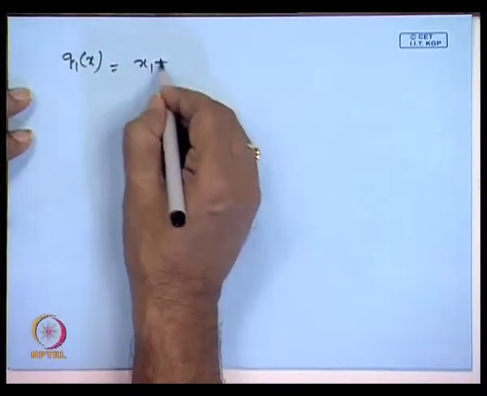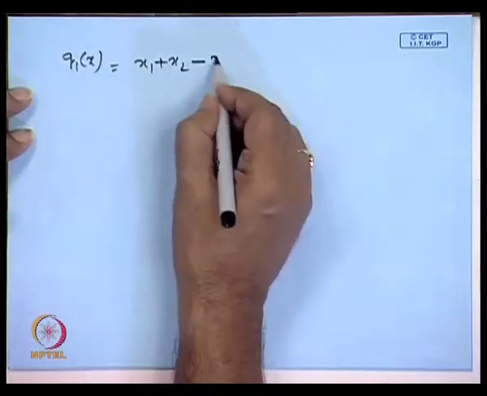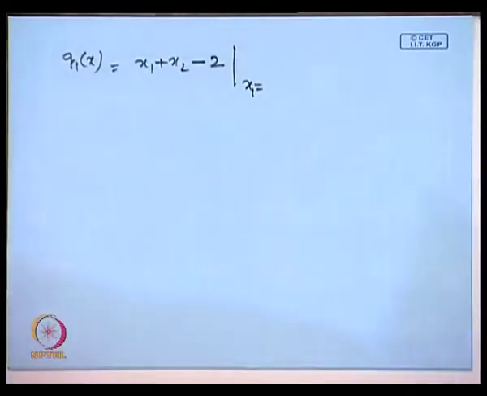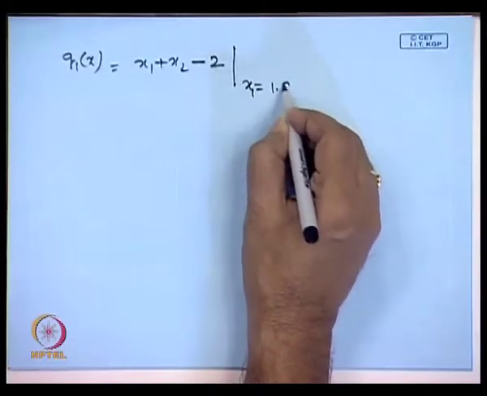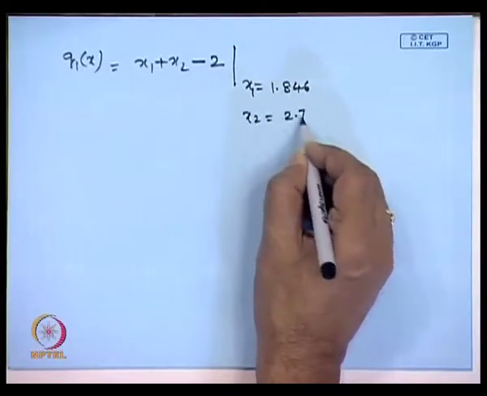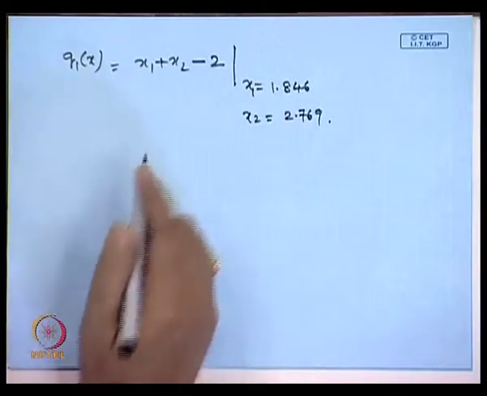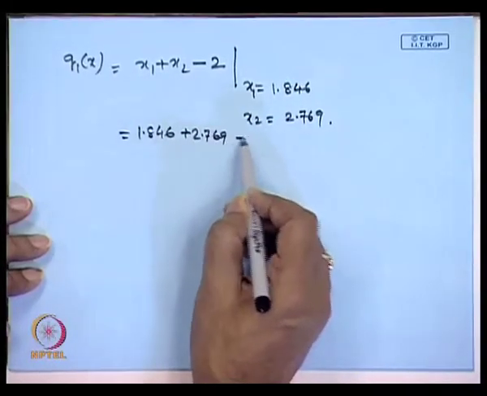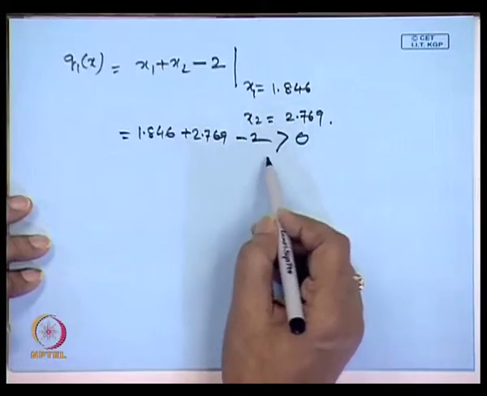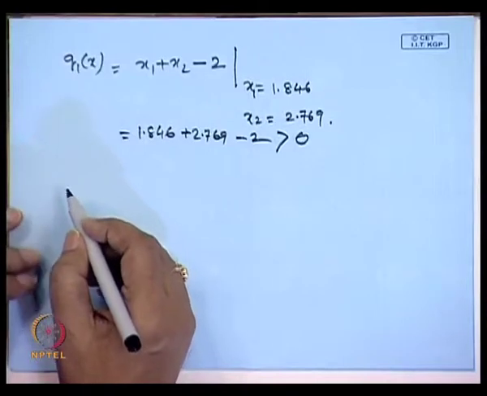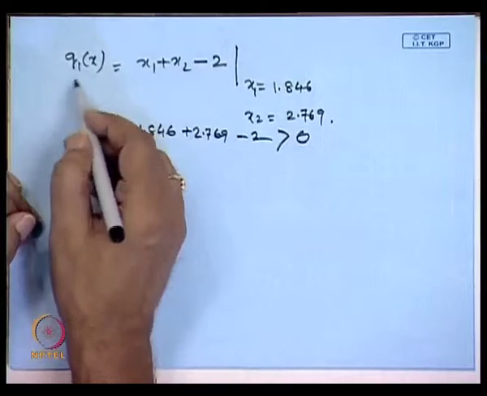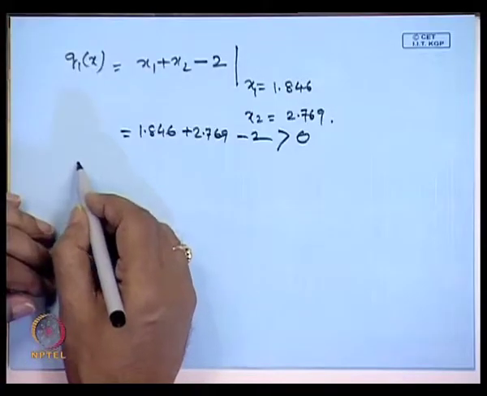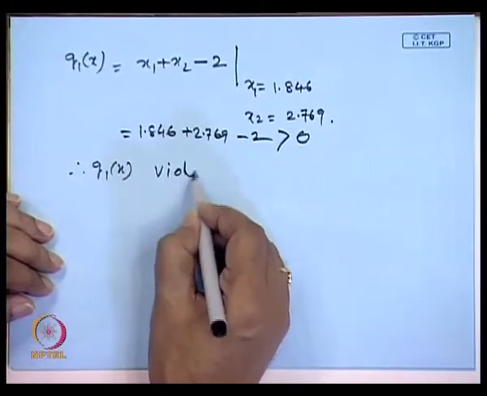What is G 1? G 1 of x is x 1 plus x 2 minus 2, I think. So, put the values that we got: x 1 is 1.846, x 2 is equal to 2.769. If you put this in, G 1 does not satisfy. So, it is 1.846 plus 2.769 minus 2, which is greater than 0, agree. So, it does not satisfy our constraints; this must be less than 0. So, once again, G 1 of x violates the condition.